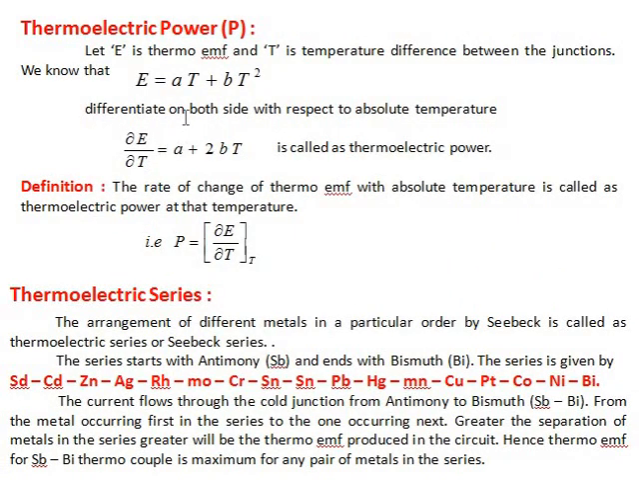Differentiate on both sides with respect to absolute temperature. So it becomes dE by dT is equal to A plus 2BT. This is called thermoelectric power. The rate of change of thermo EMF with absolute temperature is called the thermoelectric power at that temperature. It is denoted by P is equal to dE divided by dT at T. Next is the thermoelectric series.